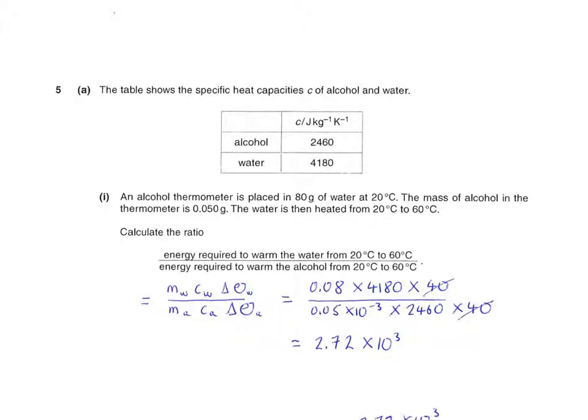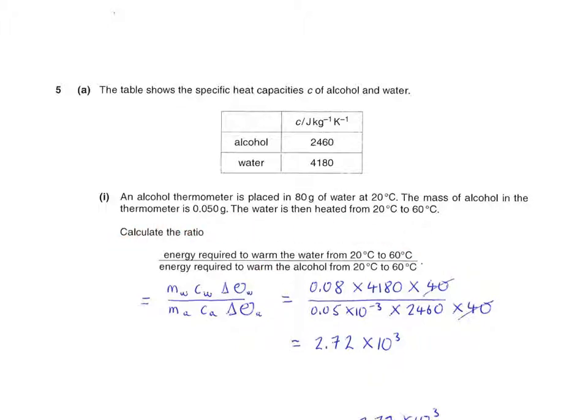So this is G484 homework booklet question 5. Part A part 1 is obviously in essence just an mcΔθ question. You've just got to be careful to get the right m's with the right c's with the right Δθ's, and don't be put off by the fact they're asking you to calculate a ratio. Just work out one, work out the other, and when they've told you what sum they want you to work out.